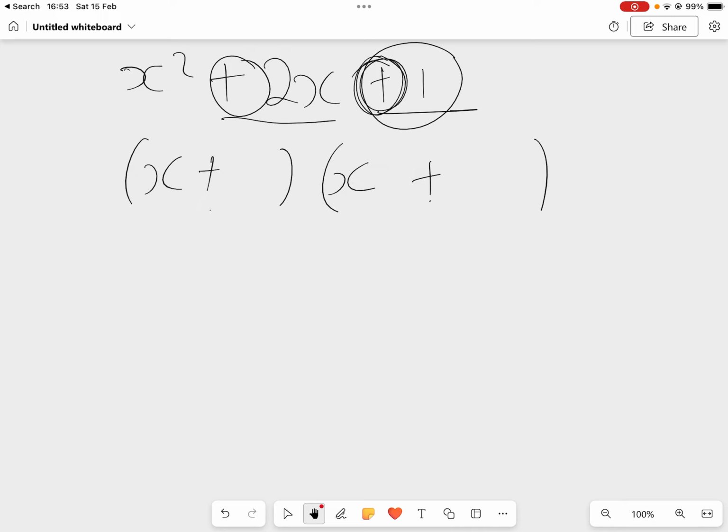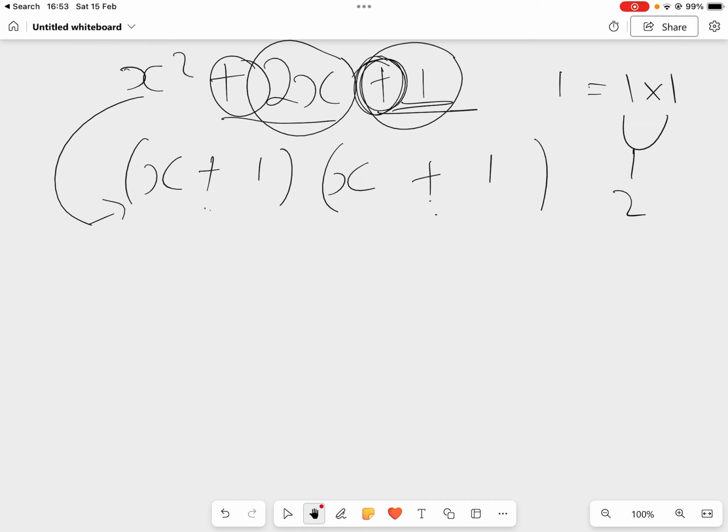Then you go to the last term and look for the factors of that last term which will give you the middle term when you add them. So we can say 1 is equal to 1 times 1, and when you add this 1 and this 1, they give you 2. So here I'm going to put 1 and then 1. And then you have factorized this expression.